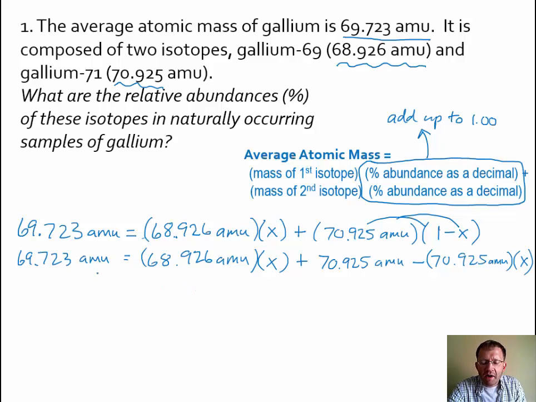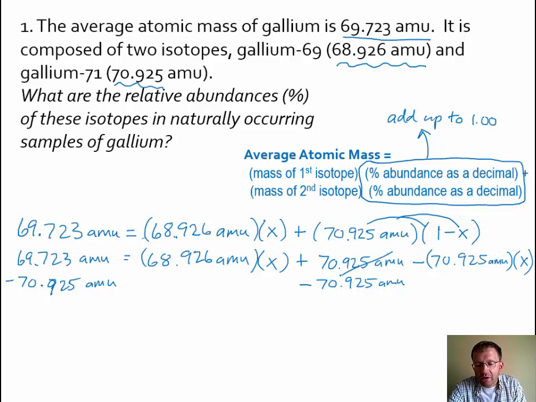So at this point, we want to get the x's together. In other words, group like terms. Hopefully you've heard that in math before. 68.926x and 70.925x, those can go together. What I also want to do is bring all of my AMU values over to the other side. I'm going to bring this over to the left. So on both sides of this problem, I'm going to subtract 70.925 AMUs and get rid of it over on the right side, but I need to do the same to both sides, 70.925 AMUs over there as well.